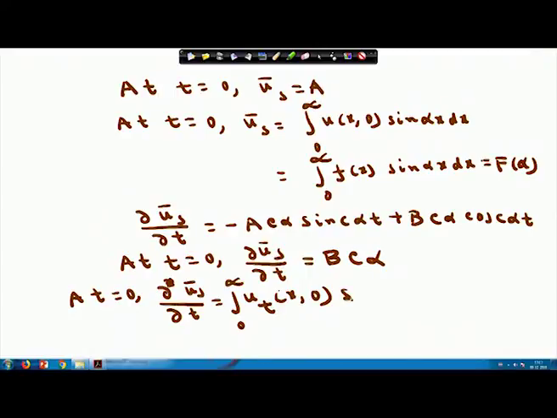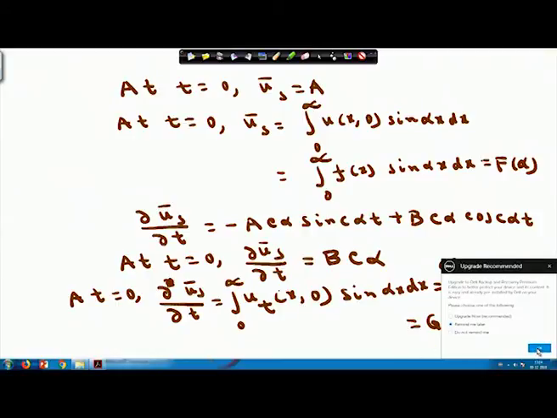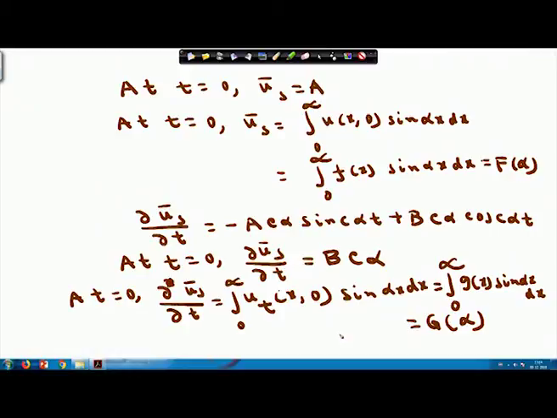∂u/∂t times sin(αx) dx. And you know the value of ∂u/∂t at t = 0 is g(x). So this equals g(x) into sin(αx) dx, which I can denote as G(α), where G(α) is the Fourier sine transform of g(x). Please note that for ∂u/∂t, the Fourier transform of u_t is this one, and since the value of u_t is g(x), you obtain capital G(α), which is nothing but the Fourier sine transform of g(x).